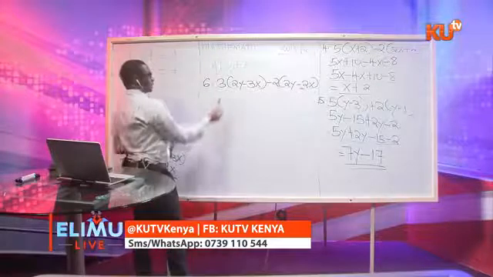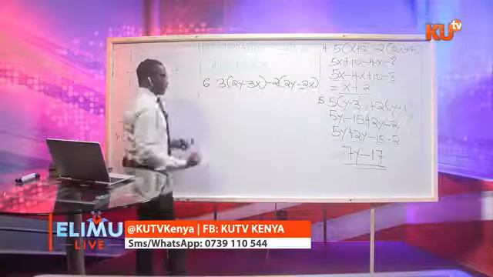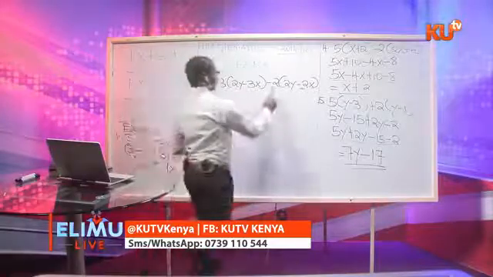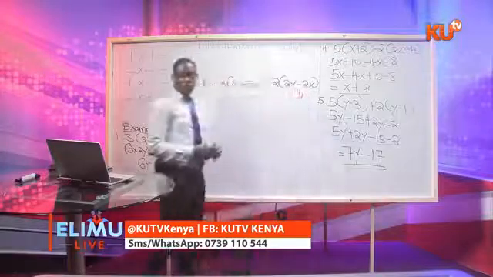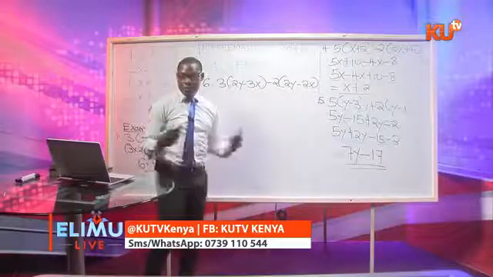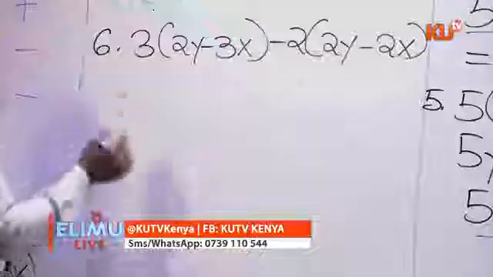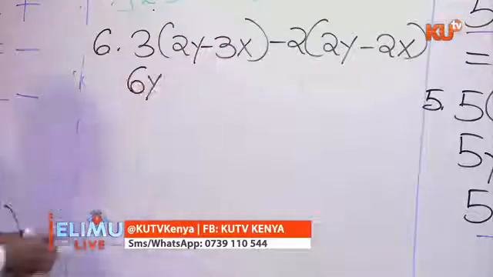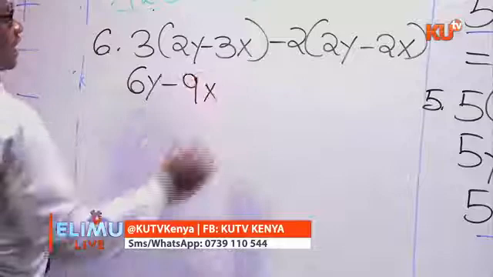So our question was 3 into brackets 2y minus 3x, close the brackets, minus 2 into 2y minus 2x. Now we want to solve this question. I said when you have brackets, you remove brackets by multiplying. So 3 times 2y is 6y. 3 times minus 3x, that is minus 9x.